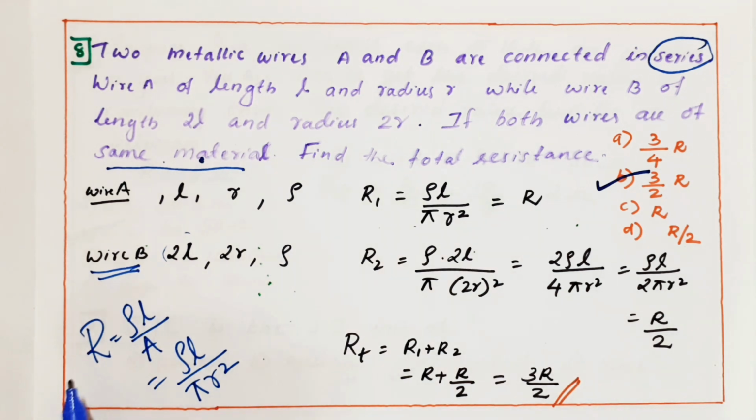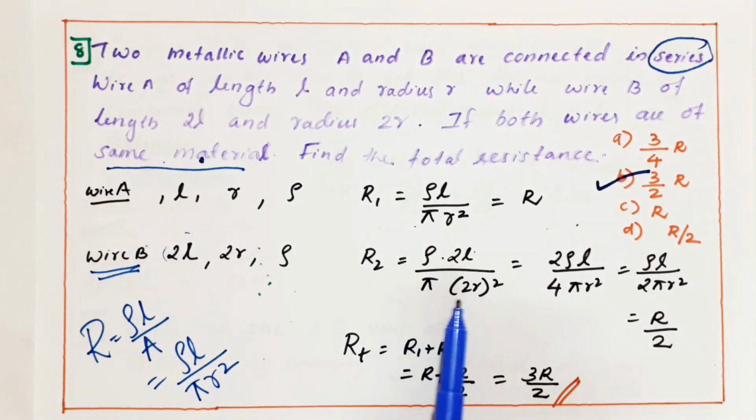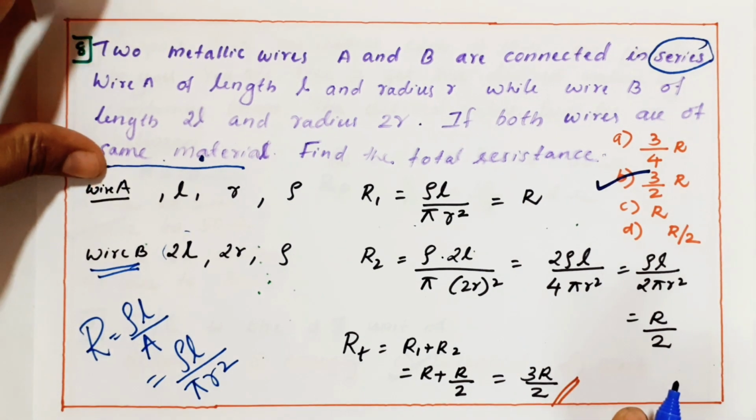Clear? What we are doing? Resistance equation, rho L by A, rho L by pi R square. Then for both the wires we are doing rho L by pi R square, and rho into 2L by pi into 2R square. It will become R by 2 because the 2 and 4 get cancelled. R by 2 we are adding, so the total resistance is 3R by 2.